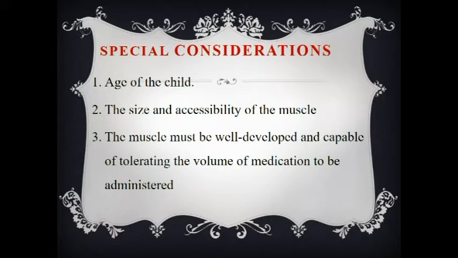Special considerations we have to consider before giving intramuscular injection for children: age of the child, the size and accessibility of the muscle. The muscle must be well developed and capable of tolerating the volume of medication to be administered.